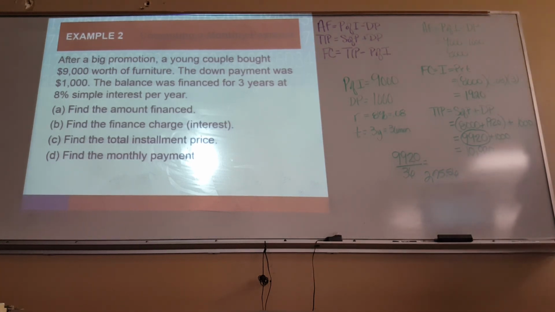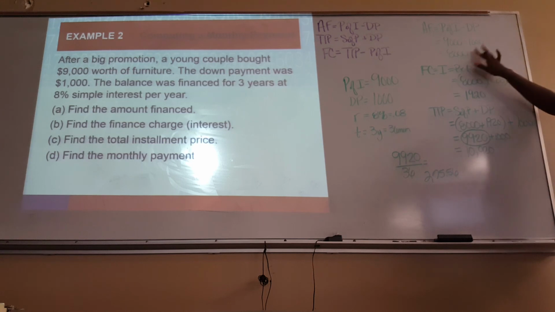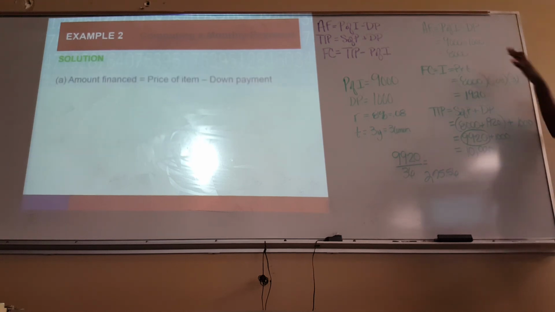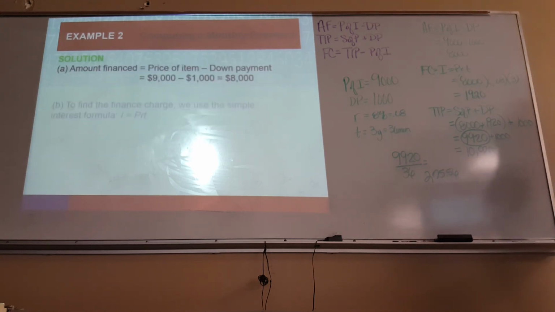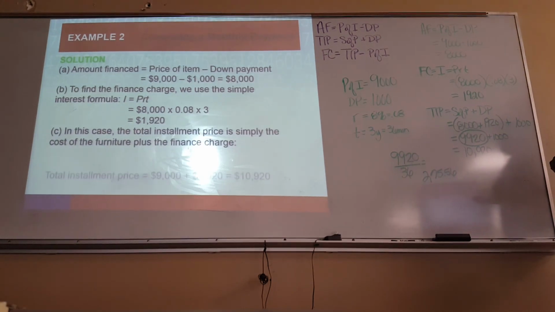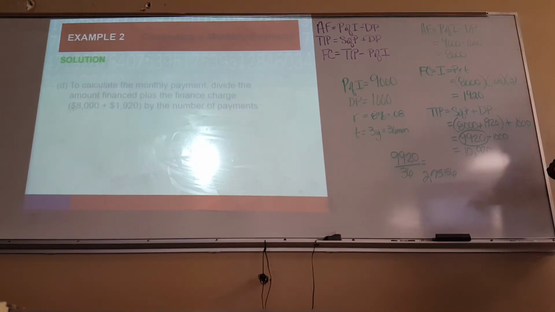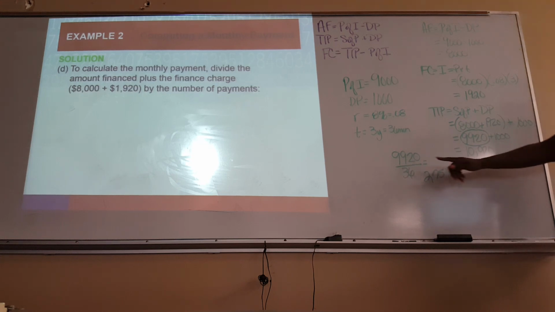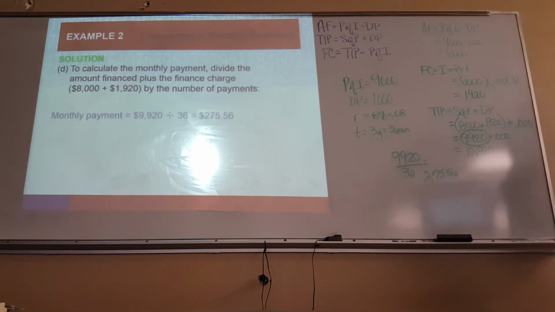And that is how we do the entire problem. We have the amount financed being $8,000. We have the finance charge being 1,920. We have the total installment price being 10,920, and we have our monthly payments being $275.56.